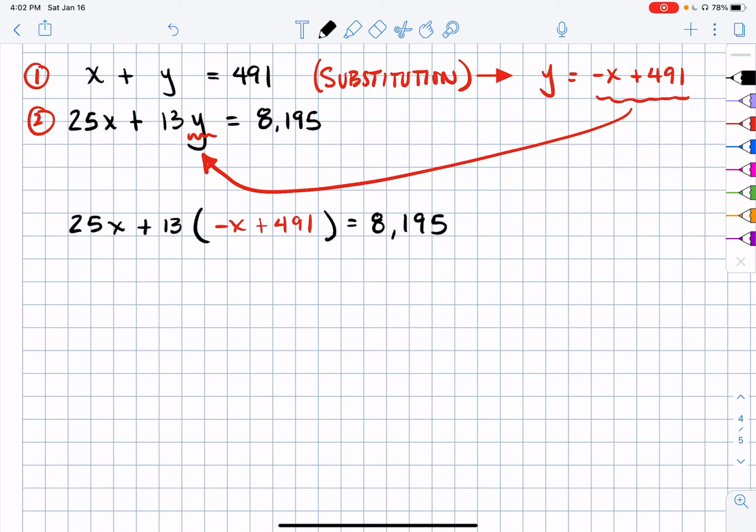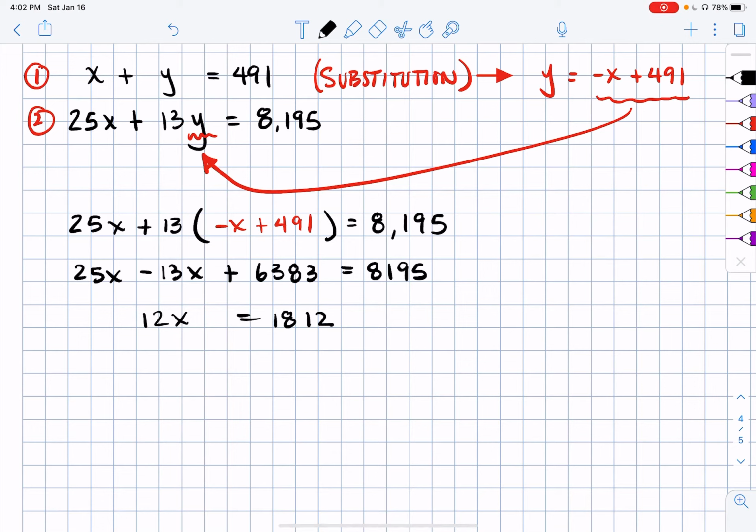In this case, I have to distribute this 13, so I have 25x minus 13x plus a really big number, which is 6,383, and that equals 8195. Combine like terms, I have 12x. Then I subtract the 6,383 over to the other side, which gives me 1812. Divide by 12, x equals 151.